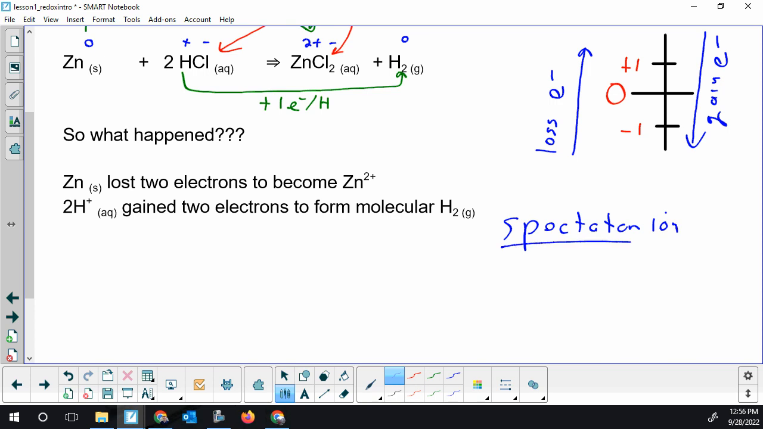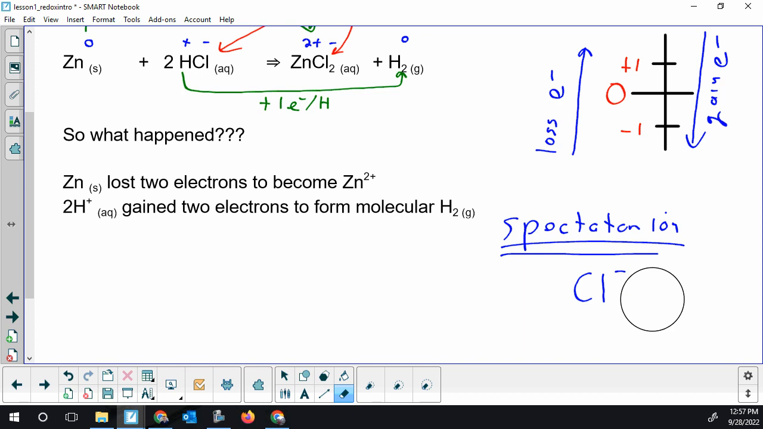We often have spectator ions. You can have them in acid-base chemistry. We'll have them here. And our Cl doesn't gain or lose.